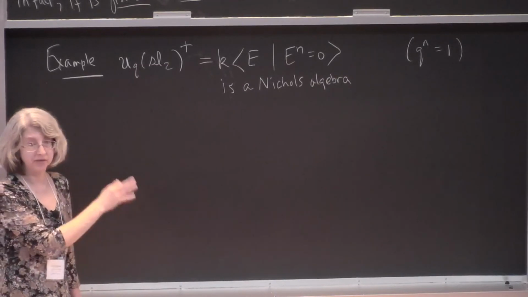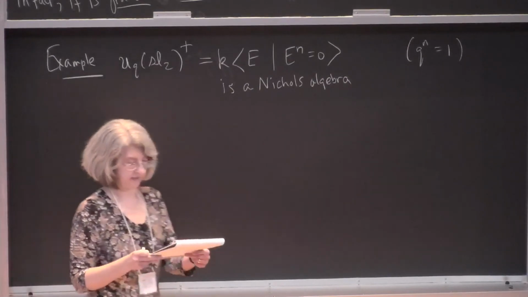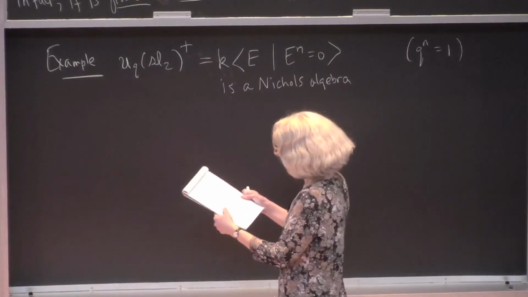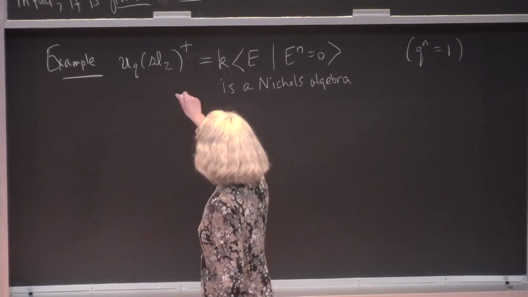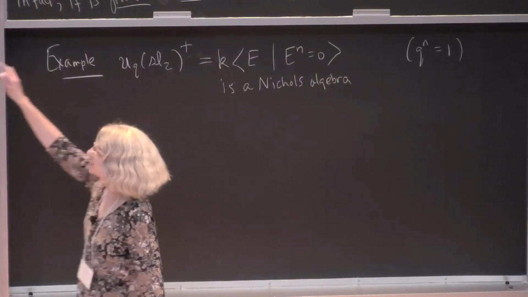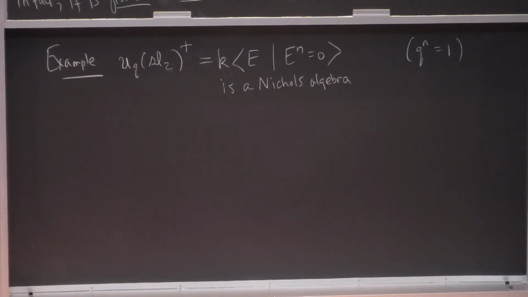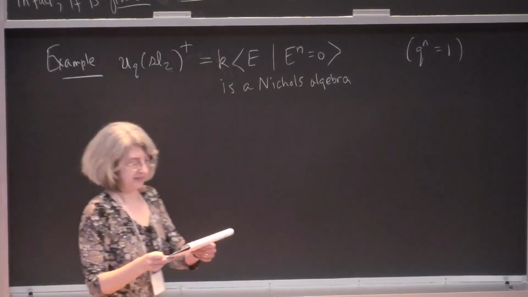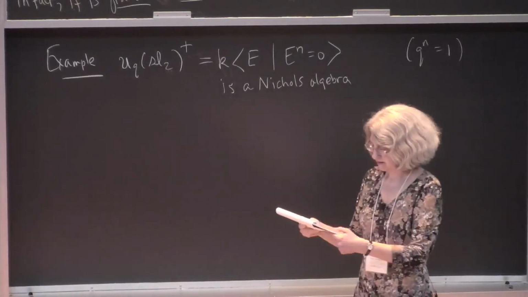A polynomial ring is also a Nichols algebra for a different action. So that's a very small example, but it's relevant because, in fact, this extends to all of the small quantum groups. If you look at the positive part, that's going to be a Nichols algebra. Okay, so Nichols algebras underlie a lot of this.